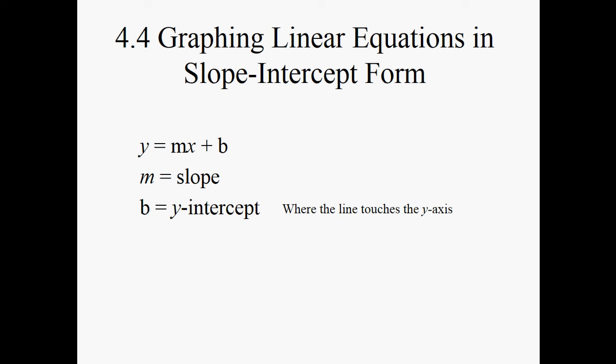And then your b, the b is simply at the back, which is called your y-intercept. If you remember the intercepts, it's where the line touches the axis. So the y-intercept is where the line touches the y-axis.